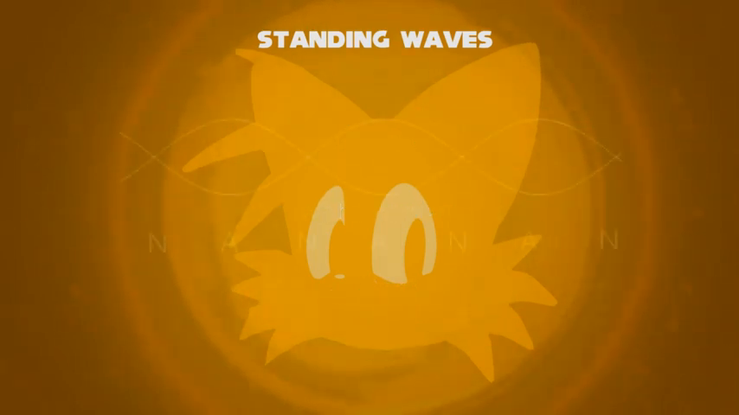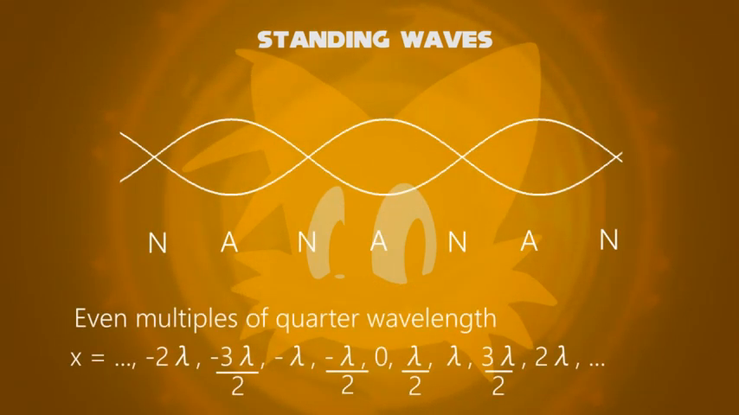At locations which are even multiples of a quarter wavelength, called the nodes, the amplitude is always 0, like 0, lambda by 2, lambda, 3 lambda by 2, 2 lambda and so on. Which is the same for the negative side.